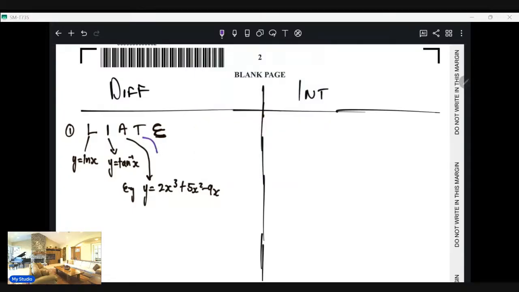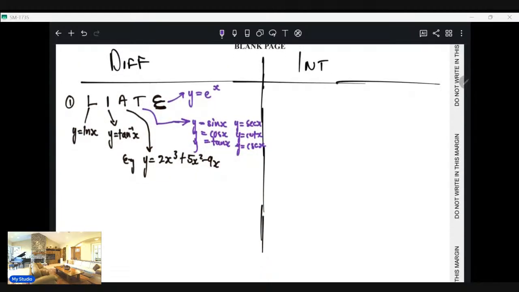You should know how to differentiate the 6 trig functions, and you'll be given the table in the exam. You should know how to differentiate y equal to sine x, cos x, tan x, sec x, cot x, and cosec x. All these you're given in the exam as a table. And you should know how to differentiate y is e to the x.